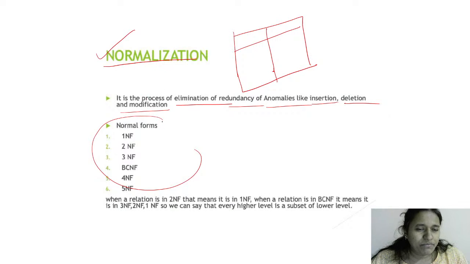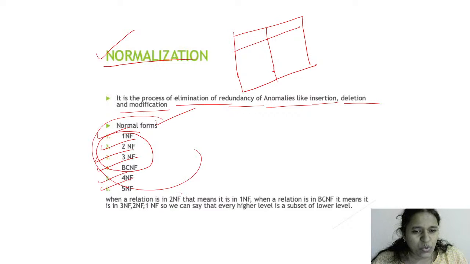What are the different types of normal forms? We will see. One is first normal form, second normal form, third normal form, and Boyce-Codd normal form. 4NF and 5NF are also there. For our exam, up to BCNF is enough.